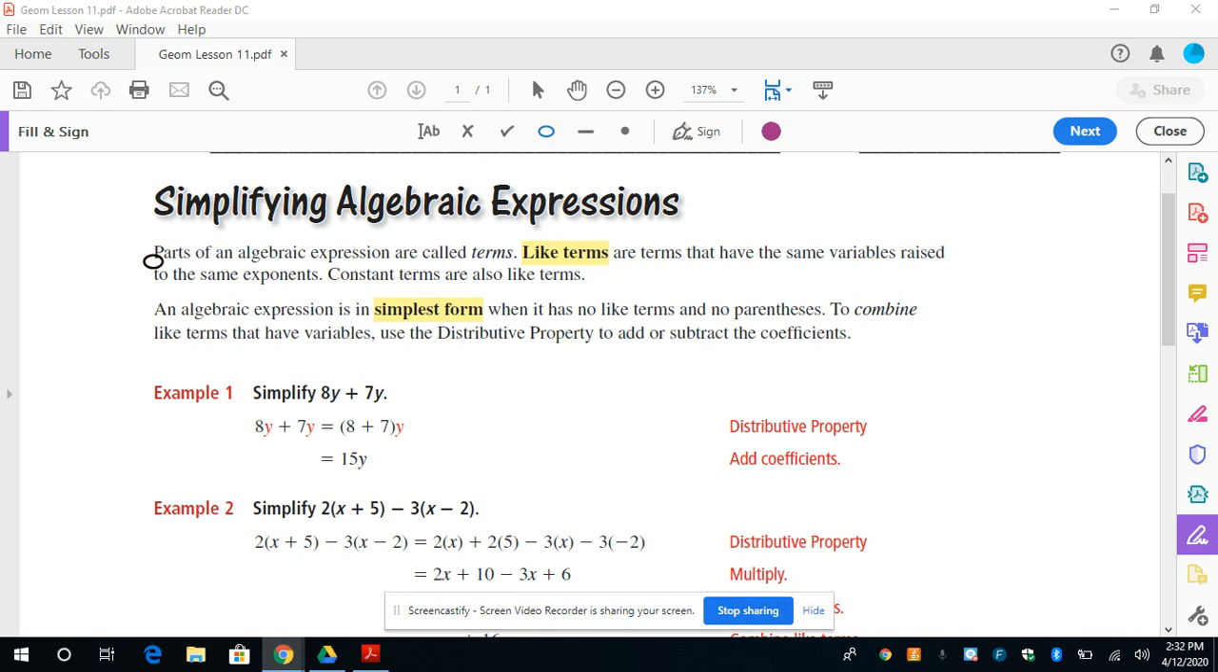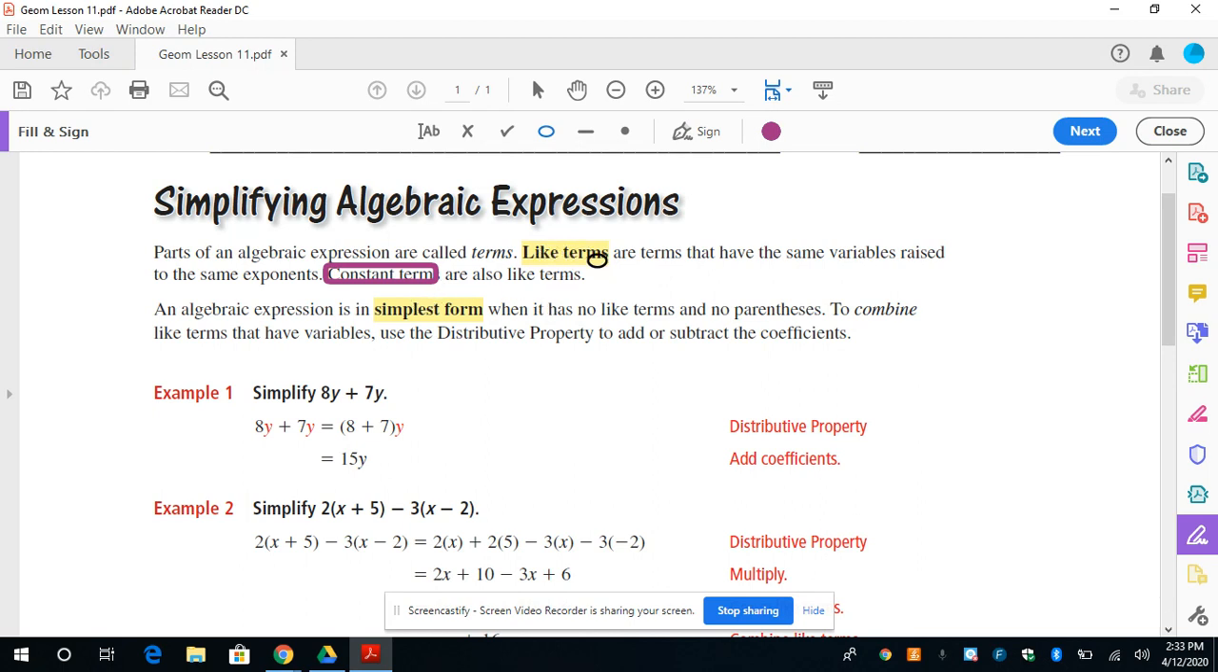So I'm just going to read through this. Parts of an algebraic expression are called terms. Like terms are terms that have the same variables raised to the same exponents. Constant terms are also like terms. So this word here, constant, we're talking about numbers. So if you have 5 and 6 or 10 and 100, right? Those are constant terms, which are just values, and they can be combined. Any number can be combined. They don't have to be the same number to be combined.